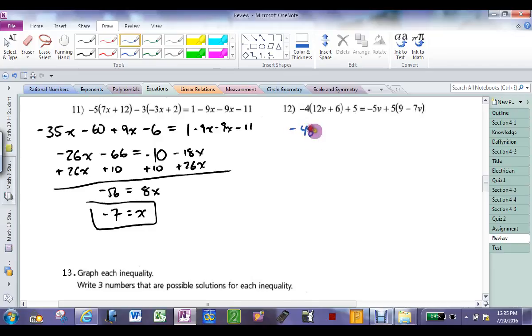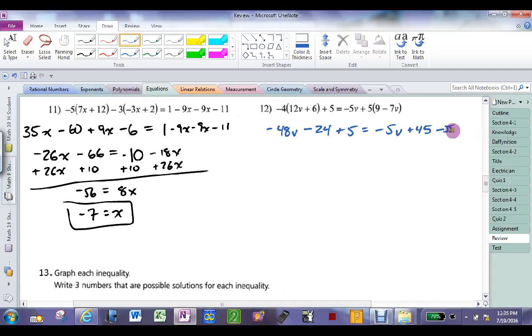Negative 48v minus 24 plus 5 equals negative 5v plus 45 minus 35v. Collect like terms, like we have done every time. Minus 48v. Negative 24 plus 5 is negative 19. I can't do that in my head, Mr. Myers. Get out your calculator. Negative 5 minus 35. Negative 40v plus 45.